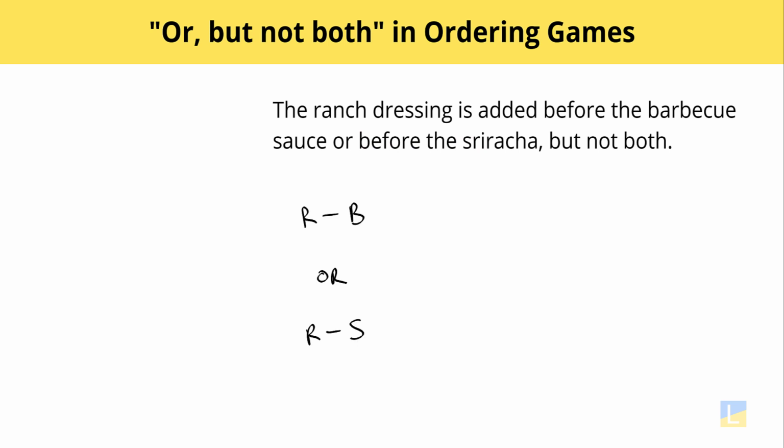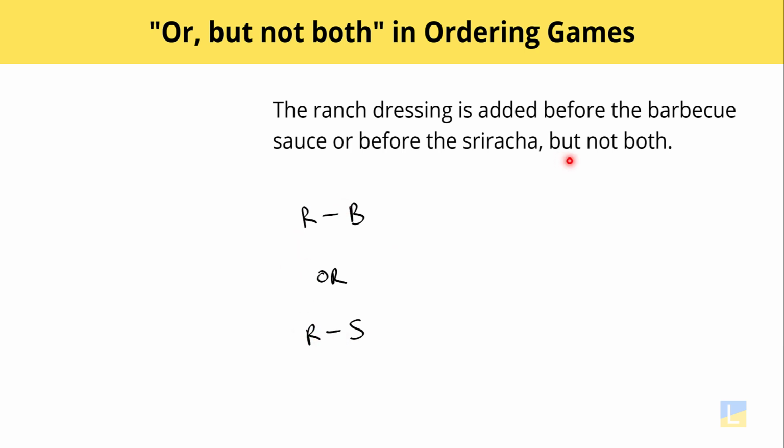Now, ordinarily on the LSAT, when we have the word "or," there's nothing about that word that prevents both sides from being true at the same time. In other words, normally these are not mutually exclusive options. If you pretended the "but not both" was not there, then this means R is before B or R is before S, or maybe R could be before each of them, both of them at the same time.